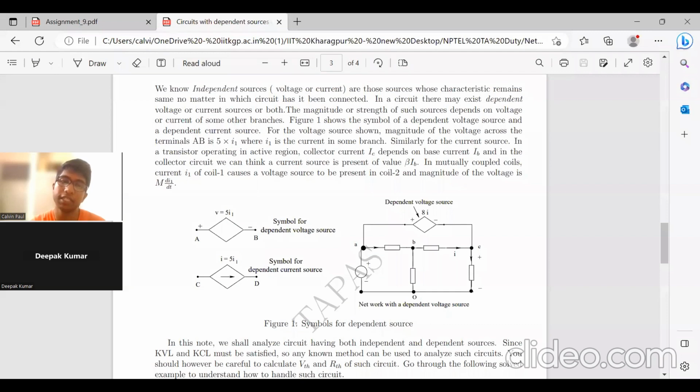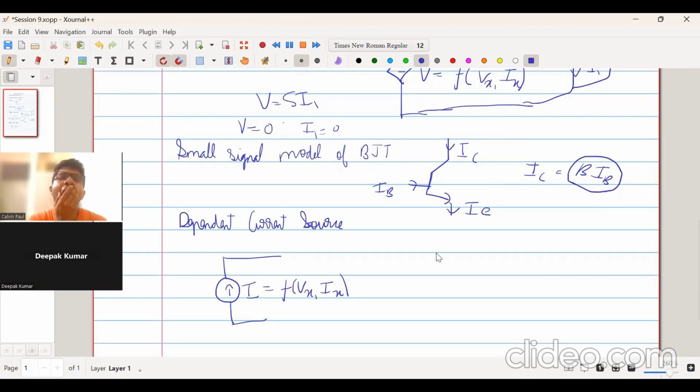Do you remember coupled inductors, coupled coils? Yes, sir. So what happens in a coupled coil? Can you explain? They are mutually coupled to each other, and there is a dot convention, a mutual inductance and a self inductance. Okay, that's it, you remember. Yes, sir.